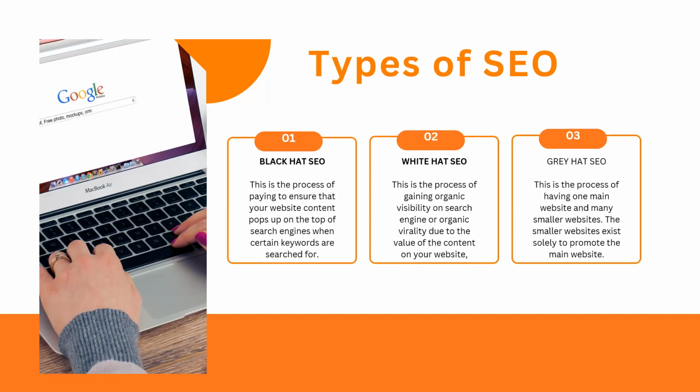So black hat SEO is the paid aspect of SEO. Some people also call it search engine marketing, SEM. So the white hat SEO is the process of gaining organic visibility on search engines, or organic virality, due to the value of the content on your website.